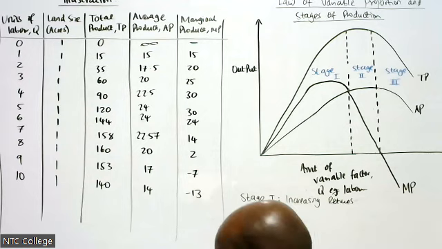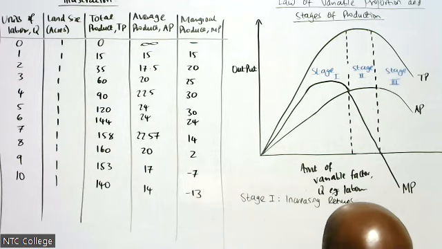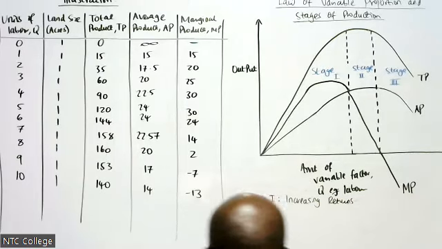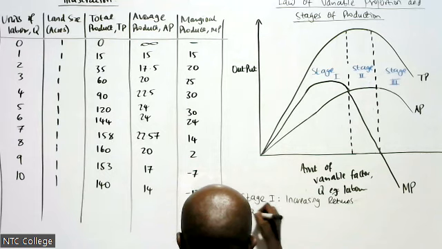That is stage number one. So for stage number one, I finished by saying that as the units of the variable factor, e.g. labor, are increased on a fixed factor, initially total product, average product, and marginal product will increase. All of them will generally increase. What about stage two now?